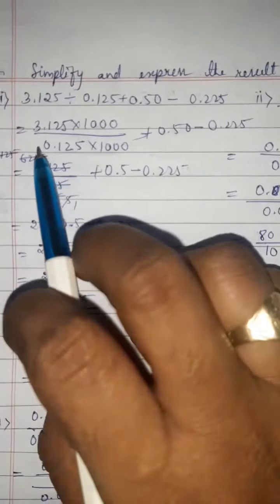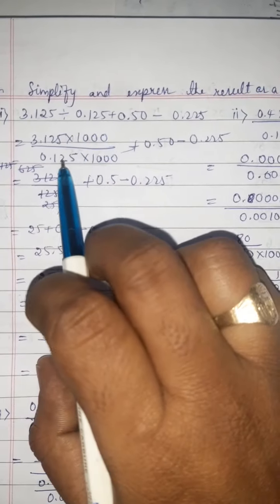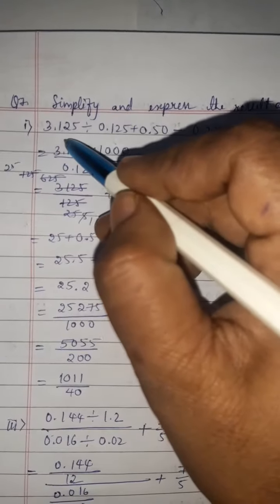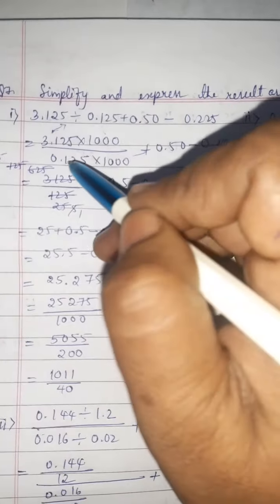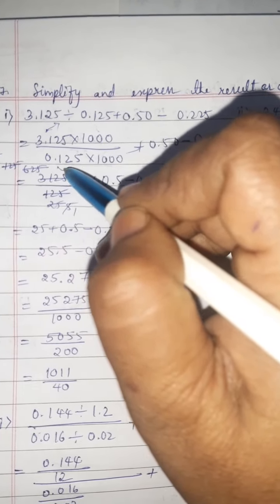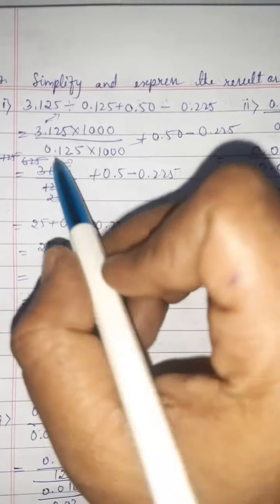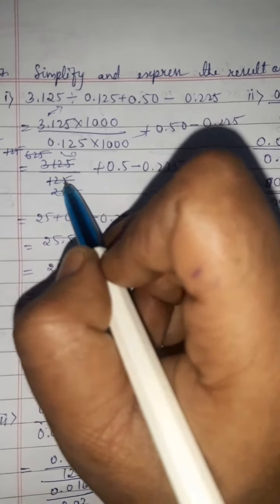Let us see the first one. 3.125 divided by 0.125. We are going to write it in the fractional form. To remove the decimal point, we are going to multiply by 1000, and here also to remove the decimal point, we are going to multiply by 1000 in the numerator. We get 3,125 divided by 125.